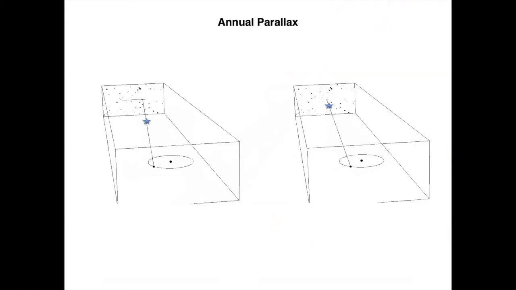This is the motion that the star would have against the background of distant stars as a function of the motion of the Earth. For a close-up star, you detect a big shift. For a more distant star, the shift is going to be small. The amount of the shift, the parallactic angle, is a measurement of the distance.